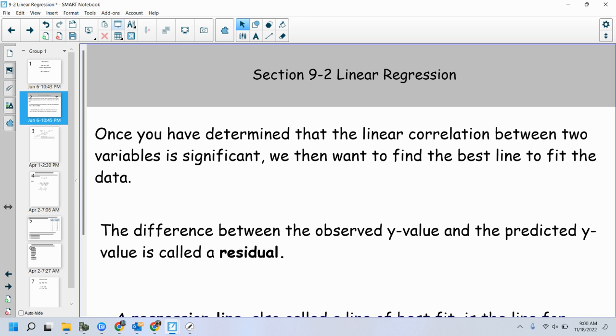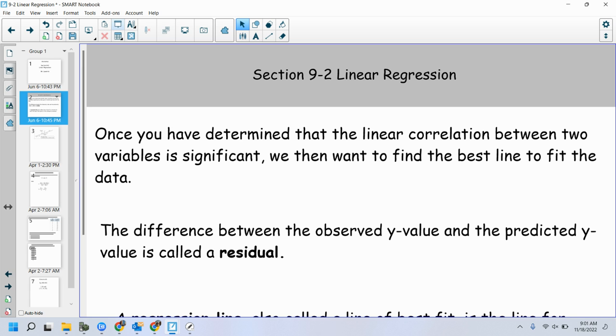All right, once we have determined that the linear correlation between two variables is significant, we then want to find the best line to fit that data. The difference between those observed y values and the predicted y values are called residuals. Back when I learned linear regression, I never learned the term residuals. That is actually in the Algebra 1 curriculum now. Like, I have to teach my Algebra 1 students about residuals.